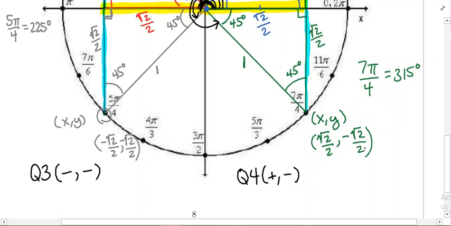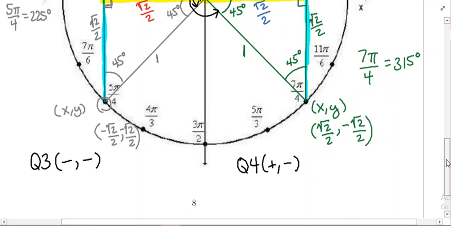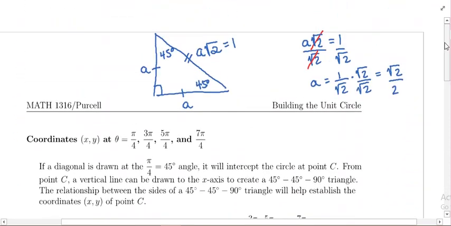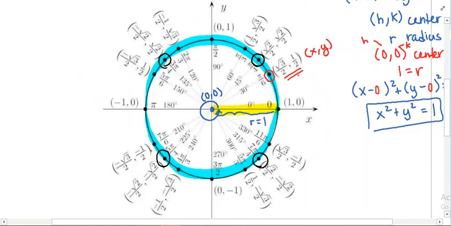And that is your coordinate. Those are the x, y coordinates of the point on the unit circle at 7 pi over 4 or equivalently 315 degrees. So we've established all of our coordinates using the special 45, 45, 90-degree triangle. We've done the coordinates at pi over 4, 3 pi over 4, 5 pi over 4, and 7 pi over 4. If you flip back to the first page, you can look at the complete unit circle and compare our work to what was on here, and you should get the same.